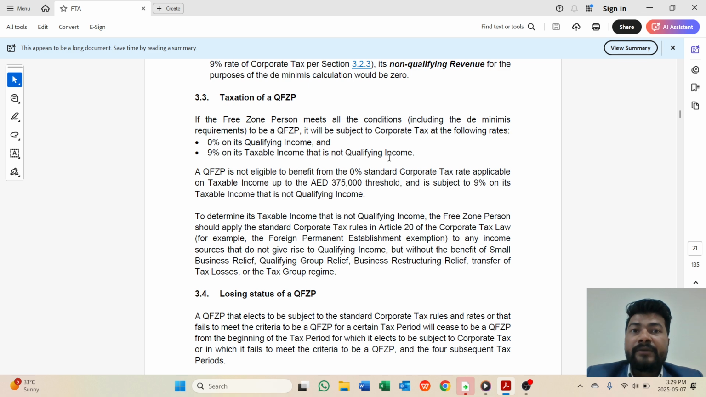Again, I would like to point out here that you will not be eligible for the basic exemption limit of 375,000. For a mainland company, the limit is that up to 375,000 you will be taxed at the rate of 0%, and above that you will be taxed at the rate of 9%. Yes, that basic exemption limit of 375,000 dirham will not be available in the qualifying free zone person case, since the 0% already applies to qualifying income. This benefit is not available.